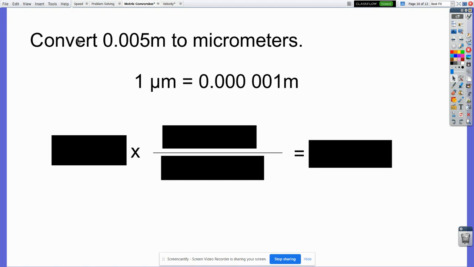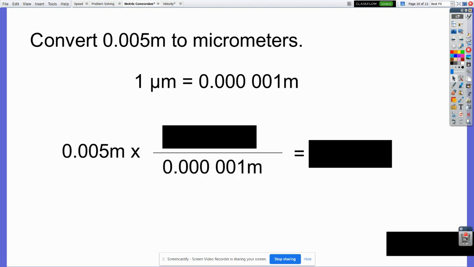So again, to set this up, we start with a given unit. The given unit is 0.005 meters. So that's what goes first in our equation. Times, and then the fraction bar. What goes on the bottom of the fraction is whatever has this given unit attached to it, whatever has meters on it. And the number with the meters on it is the 0.000001 meters. So we're going to put that on the bottom. And again, the goal is so this unit's going to cancel out. The unknown, what we're trying to convert it into, micrometers, the 1 micrometer goes on top.